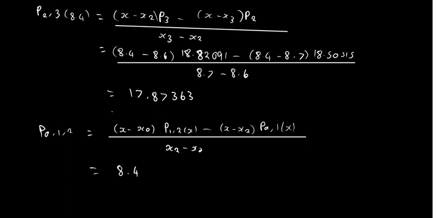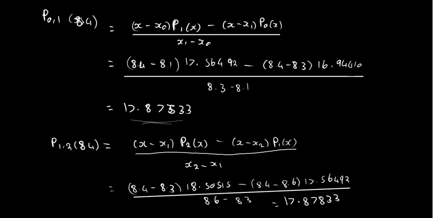So it's going to be 8.4 minus 8.1 there. Then what was P1,2? P1,2 was 17.87833.